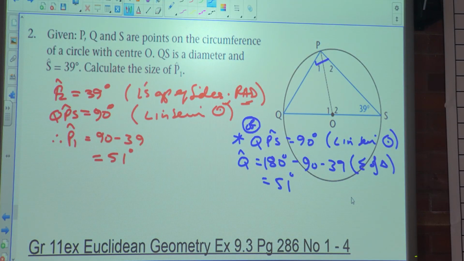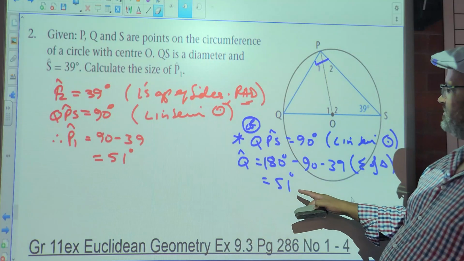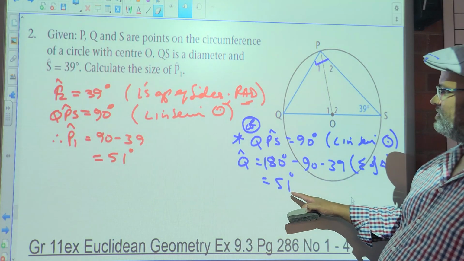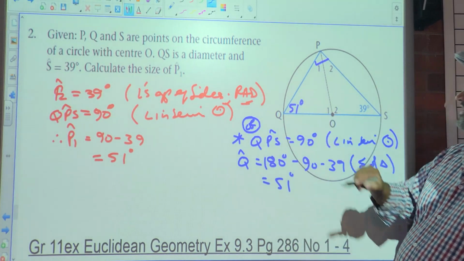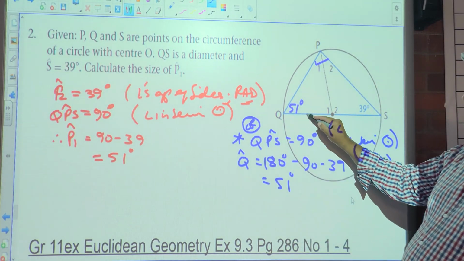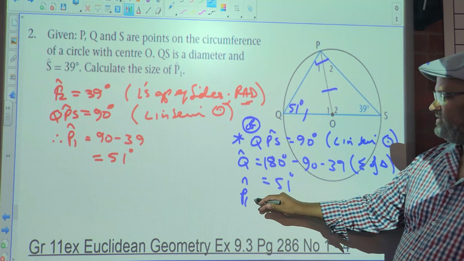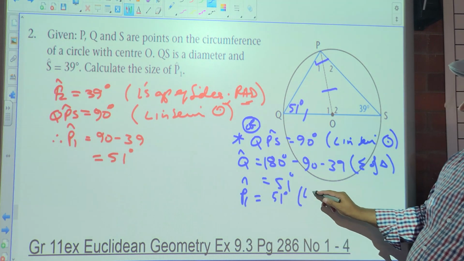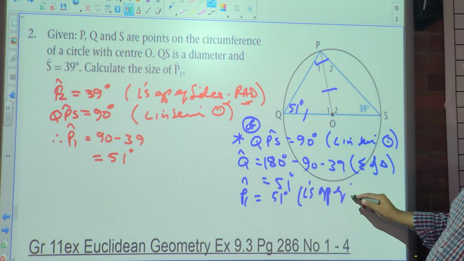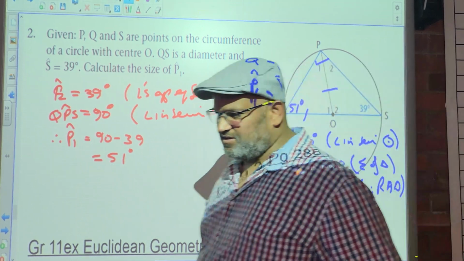So that's what makes geometry so interesting. I actually worked out Q. Now, Q is 51. I'm getting ahead of myself. Then that is equal to that. Then P1 would be equal to 51. Why? Angles opposite equal sides, radii.